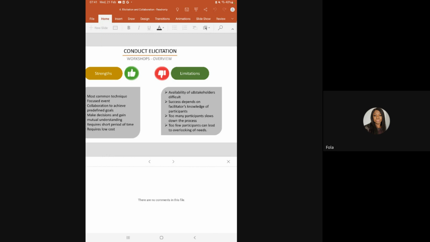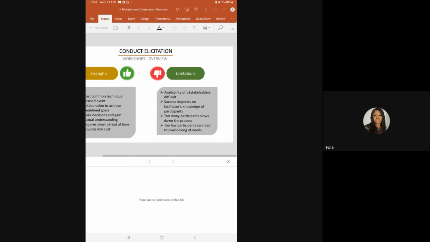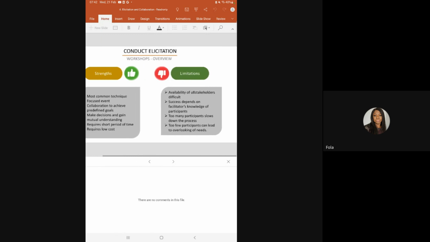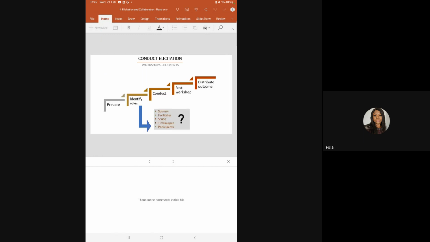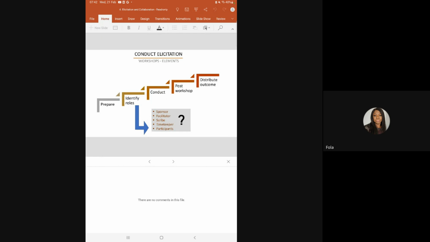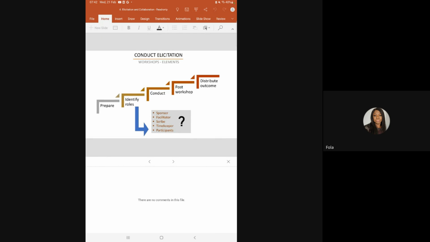Okay, you got it, Fola? Yeah. So I'm just wondering about doing elicitation for their process and their requirements. I just can't think how a workshop will be effective in doing that.